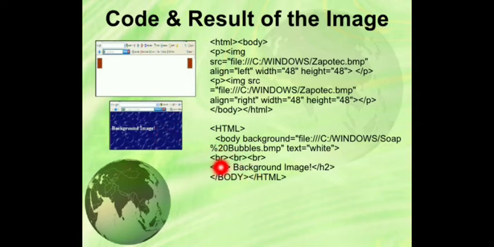Now there is 3 times br, that means 3 new lines, 3 blank lines will be there. You can see the text is slightly below, it is not at the top, that means 3 line breaks have been used. And H2 means heading, an H2 heading is used. Then inside the heading it is written background IMG exclamation mark. So you can see the output, it looks like this.